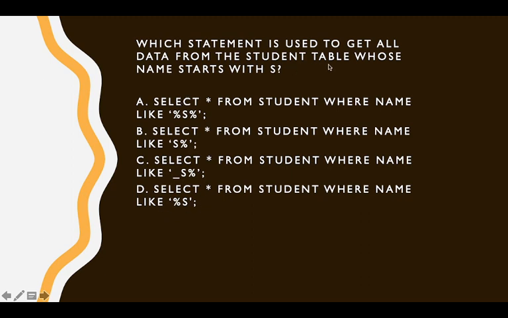But it states that the name starts with S, so the correct answer for this particular question will be option B, which is S percentage, because S is fixed, because our name is starting from S, and percentage means that zero or more characters come next to where it is used, right? So the answer for this particular question is option B.